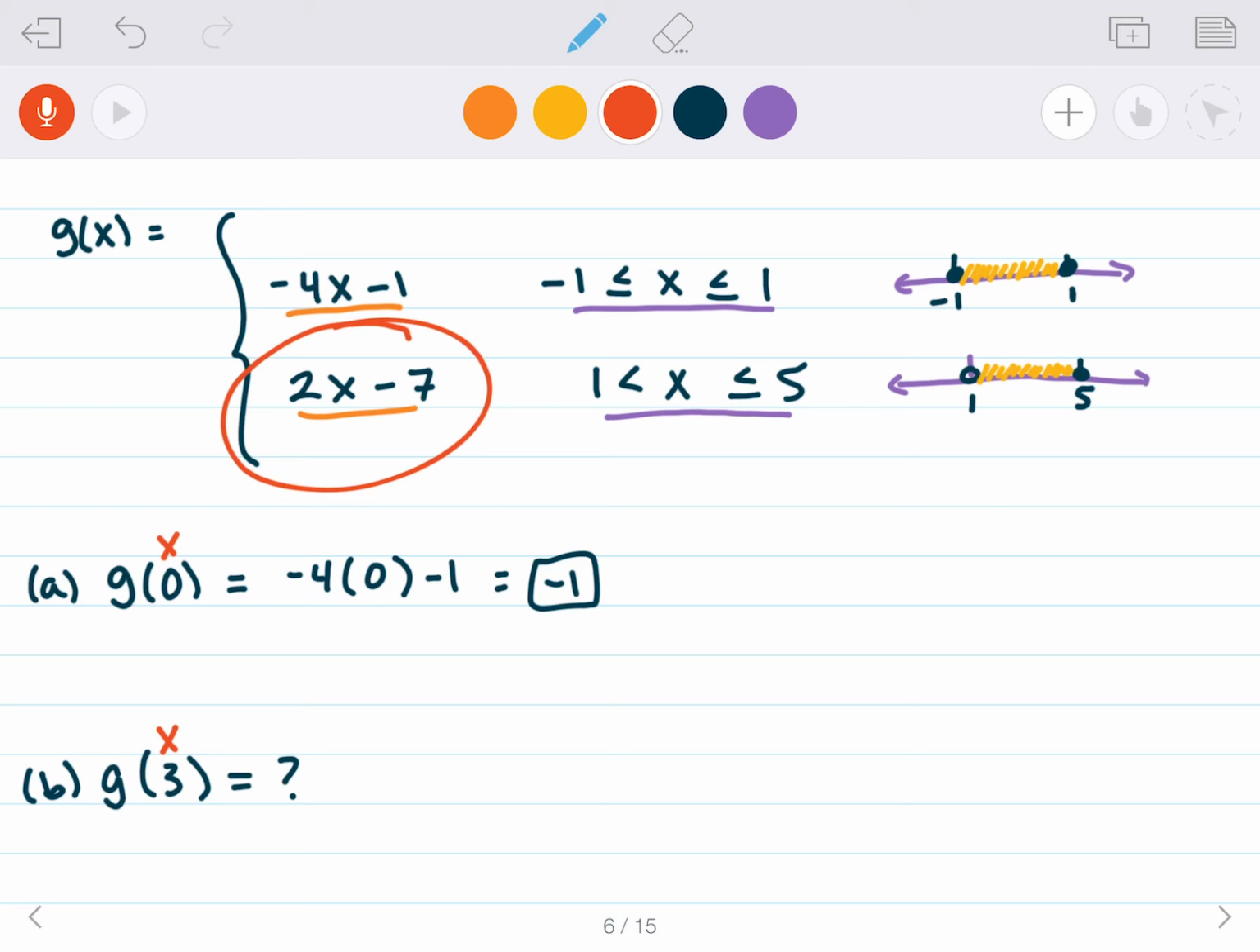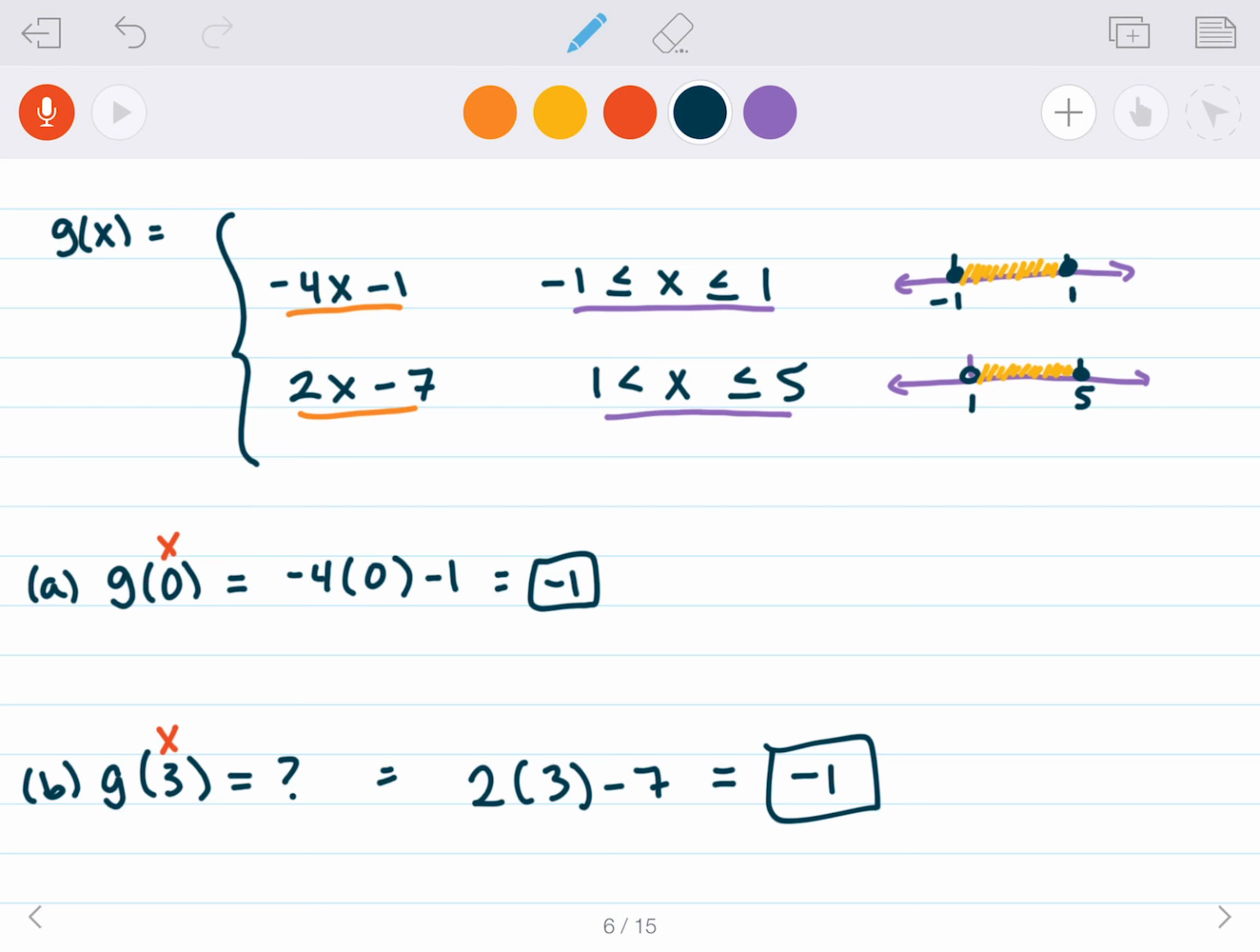And it says, hey, anywhere I see an x, I'm going to plug in a 3 into that rule. So we have 2 times 3 minus 7. 6 minus 7 is -1. And that's our answer.